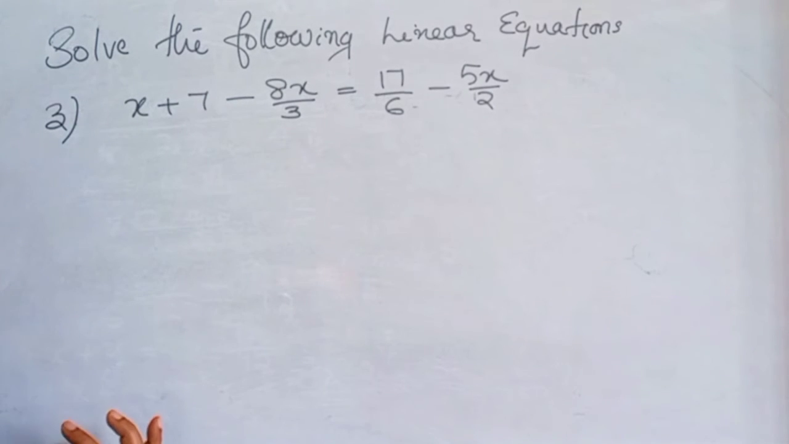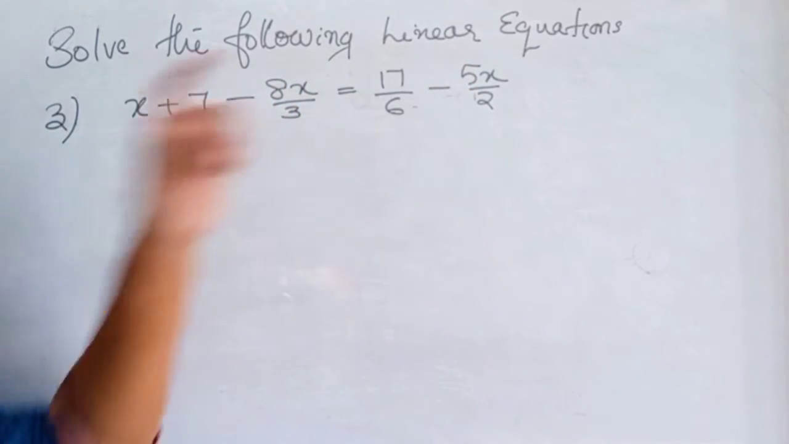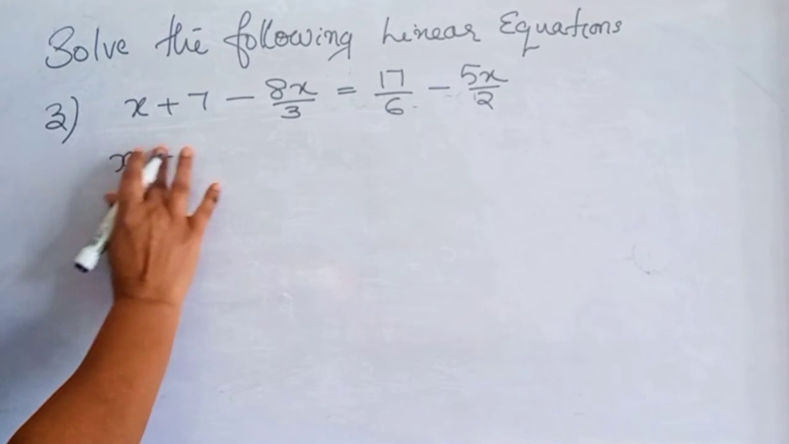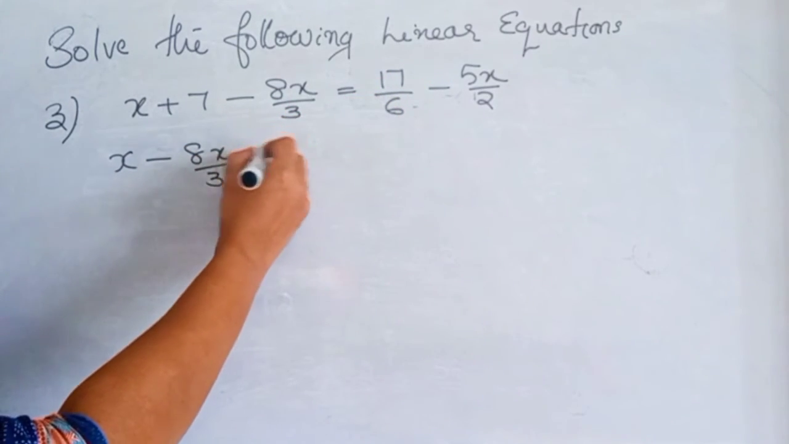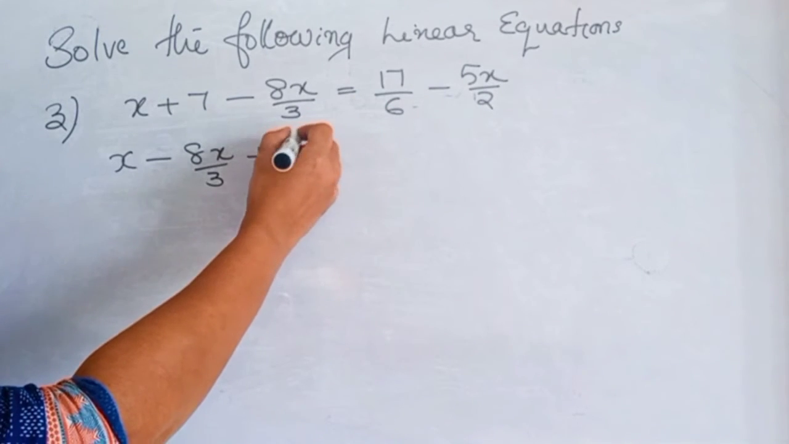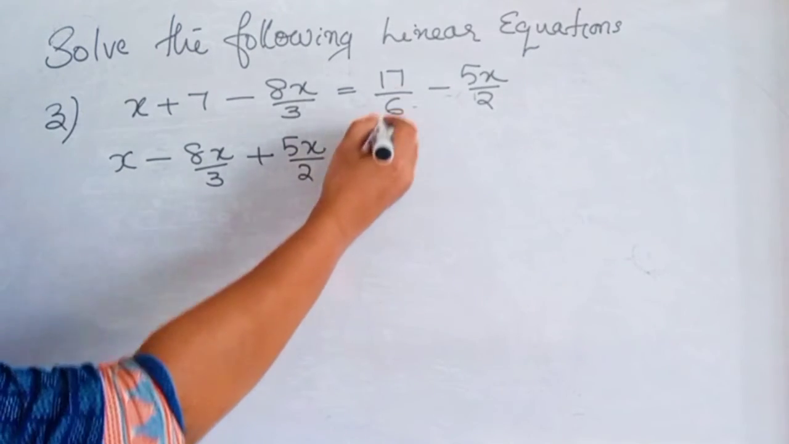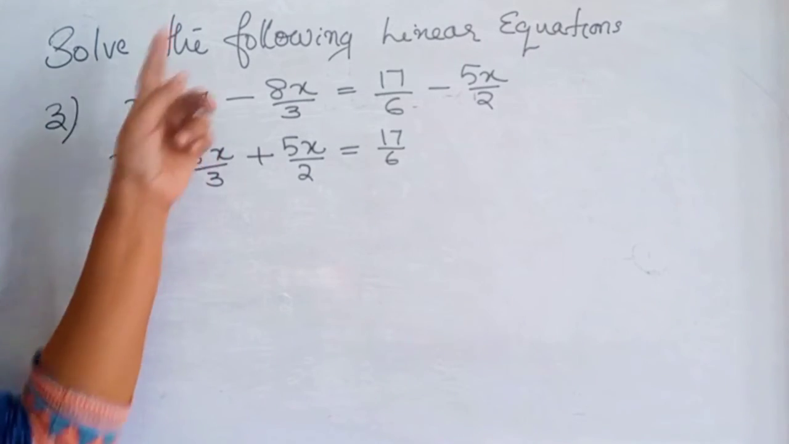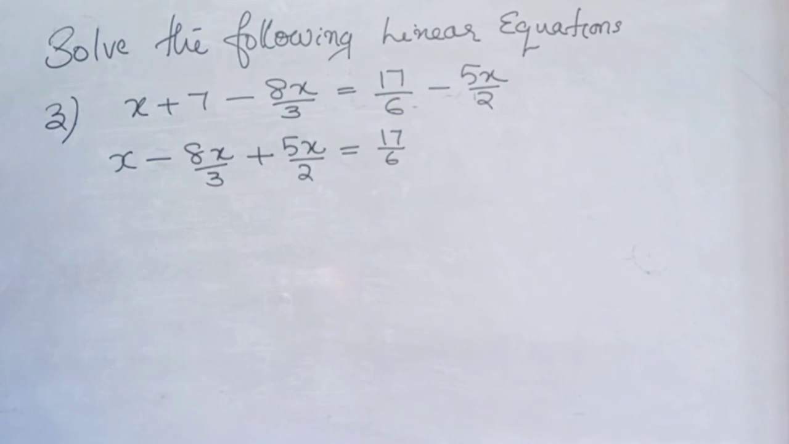The rule is that take all the variable part to LHS and take all the constants to RHS. So which are the variables here? x, minus 8x by 3, and minus 5x by 2. So what is there in LHS? The variables we can write as it is, x minus 8x by 3, and take this minus 5x by 2 to this side, it becomes plus 5x by 2, and keep 17 by 6 here. Then take the constant to the other side. Constants are 7 and 17 by 6 here. So plus 7, when you take it to the other side, it will become minus 7.